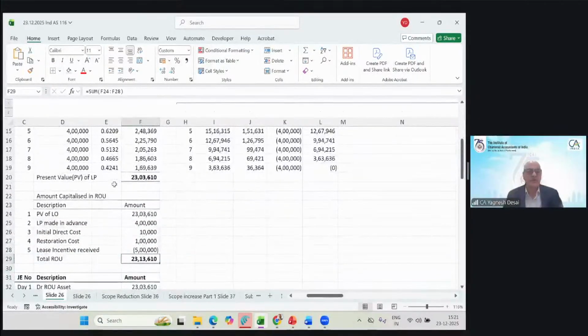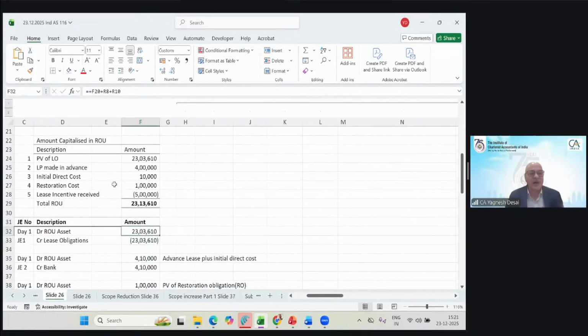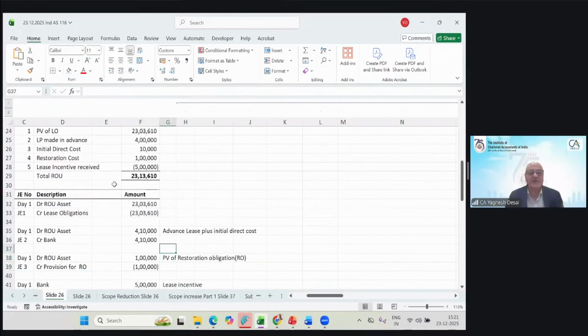Okay. So the amount capitalized in ROU is as under. This is 2303, 4 lakhs. My depreciation would be 10% of 23 lakhs 13,000 and not 23 lakhs 3,000. Okay, sir. My entries are like this: ROU asset account debit to lease obligation, the very first entry. Second is ROU asset account debit to bank, advance lease. This is advance lease plus initial direct cost, 4 lakhs 10,000.